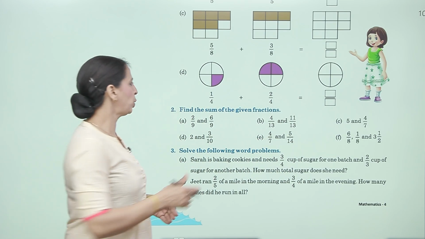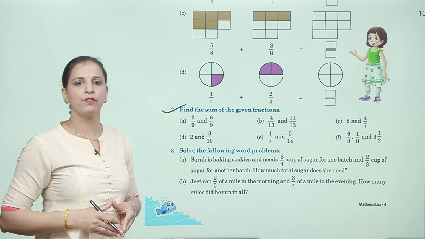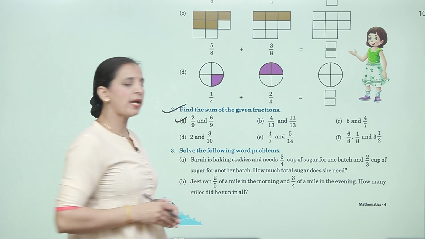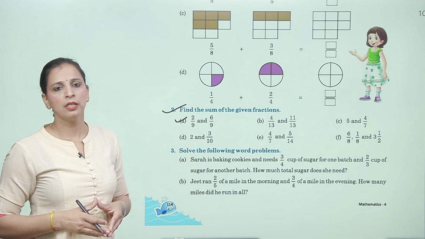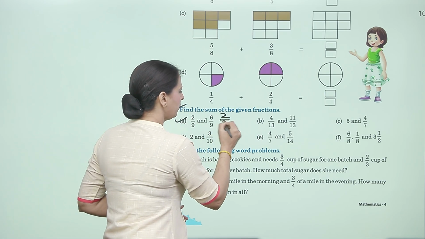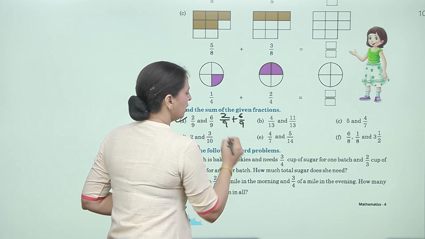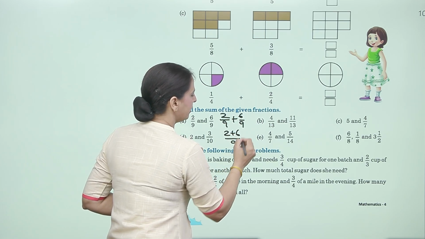Now next, question number 2, find the sum of the given fractions. That is A part, 2 by 9 and 6 by 9. Both are like fractions. So 2 by 9 plus 6 by 9, 2 plus 6 upon 9, that is 8 upon 9.